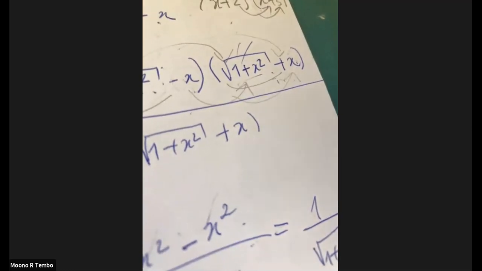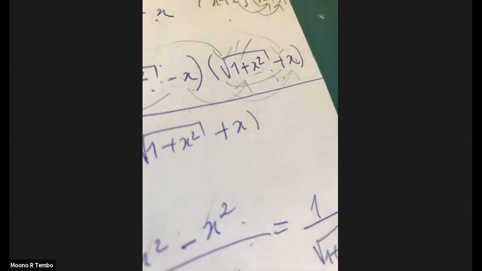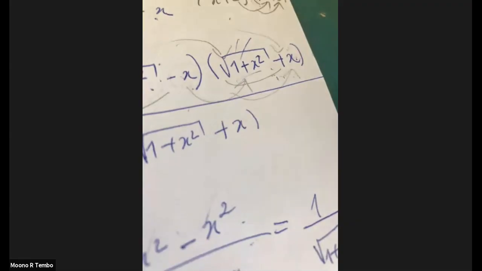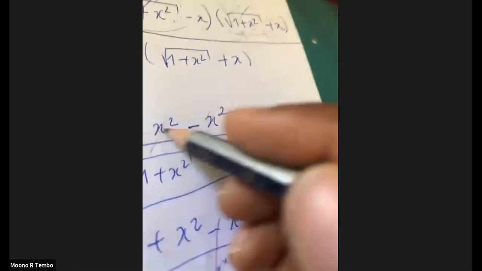Now, one of the secrets is that when you're multiplying two square roots of the same value inside, what you get is the value inside. Just like when we say square root of 2 times square root of 2, your answer is 2. Square root of 3 times square root of 3, your answer is 3. So that's actually how we got the 1 plus x squared.